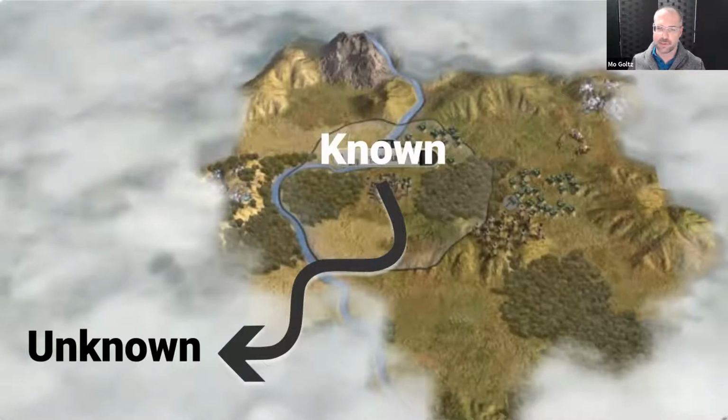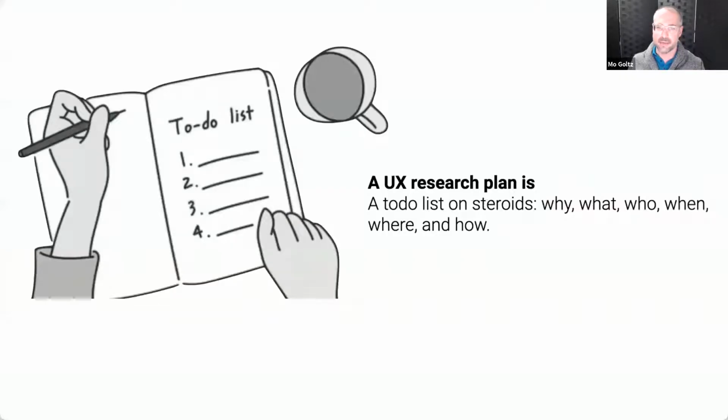So what else is a research plan? A research plan is kind of like a to-do list on steroids. It lays out ahead of time: why are you going to do research? What are you going to ask? Who are you going to involve? When are you going to do certain things? Where are those things going to be done? And how are you going to conduct that research? It's really an all-encompassing document that lays out your thinking ahead of time so that you have a plan to follow and you're not just going by the seat of your pants.